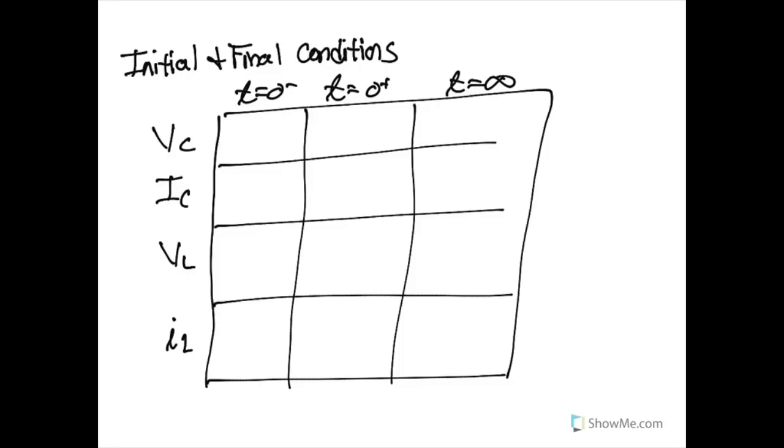As part of our problem-solving process, we need to know all the initial and final conditions of all of the components in our circuit. This includes all the voltages and currents through both the capacitors and the inductors. Now, from our DC assumptions, we know that in a DC situation, our capacitor is an open circuit, so it has no current, and we know that our inductor becomes a short circuit, so it has no voltage across it.